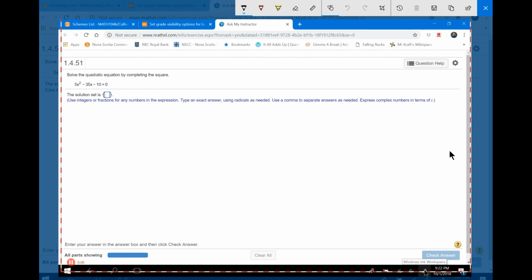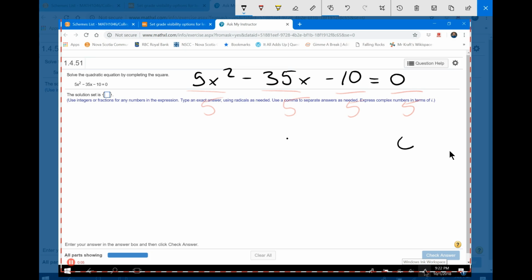So first thing we're going to do, let me just write this over a little better for us. 5x squared minus 35x minus 10 equals 0. First things first, let's divide everything by 5, and we can do that because this is a 0. 0 divided by 5 still gives us a 0. Here we're going to have x squared minus 7x minus 2.